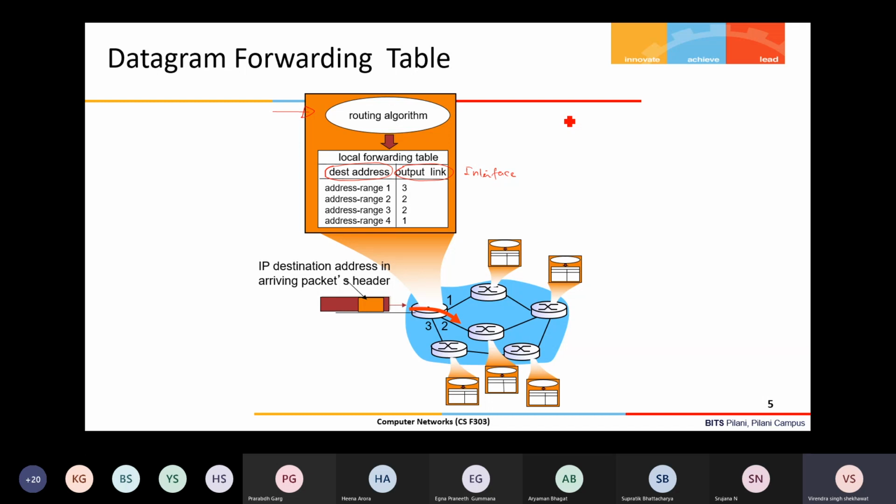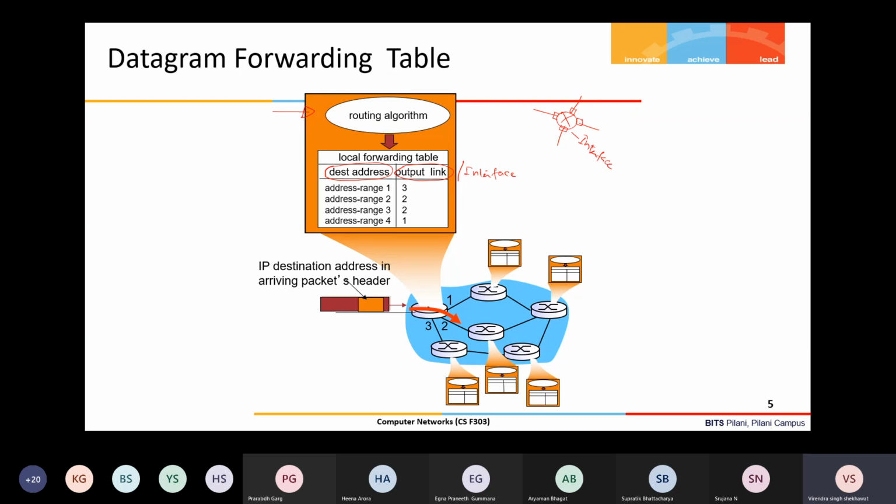Suppose a router has four links. Each link has an associated interface through which the link and router are connected: a physical wire, and a socket in the router through which we connect. Like in your computer, you have a LAN interface where you connect your LAN cable, and then your computer becomes part of the network. This is called an interface. So in place of outgoing link, the interface can also be used.